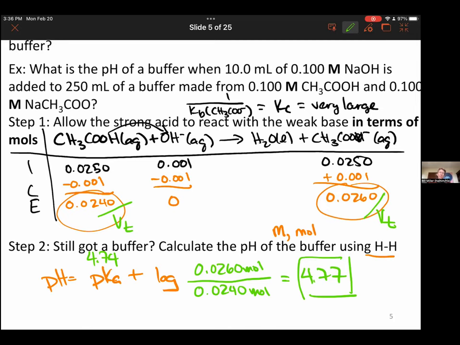And so in review, a couple things. First off, we added strong base. The pH must go up, right? We were at a pH of 4.74 before this from the last problem. Now we're at 4.77. It does go up. It doesn't go up very much because we still have a buffer. And this buffer has turned the moles of strong base that we've got here into weak base. No more strong base left, only weak base, and of course some weak acid. It's a buffer. The pH does not change very much. That's how buffers work. That's how buffers buffer, is they change the strong something into a weak something, still giving us a buffer.